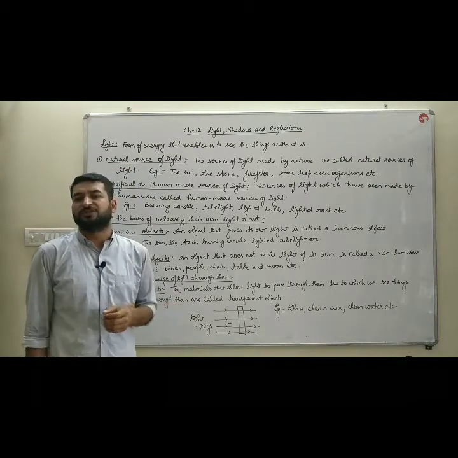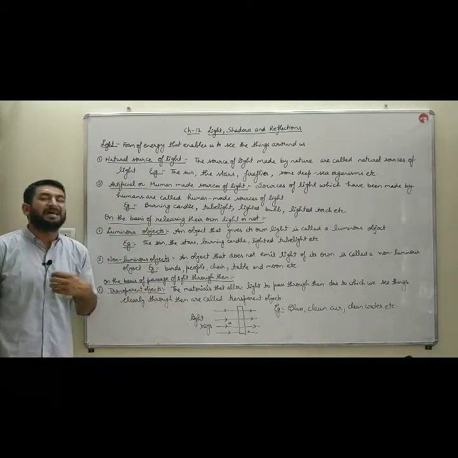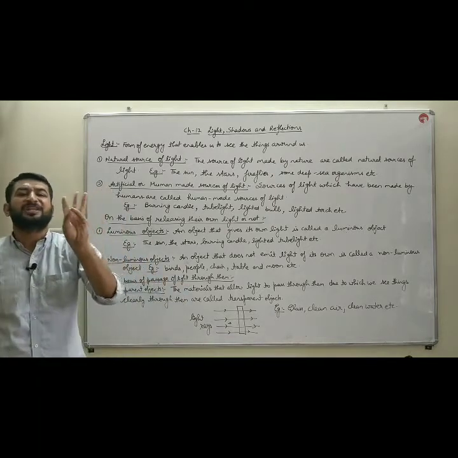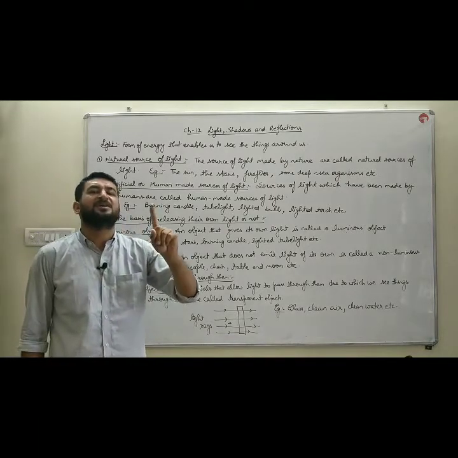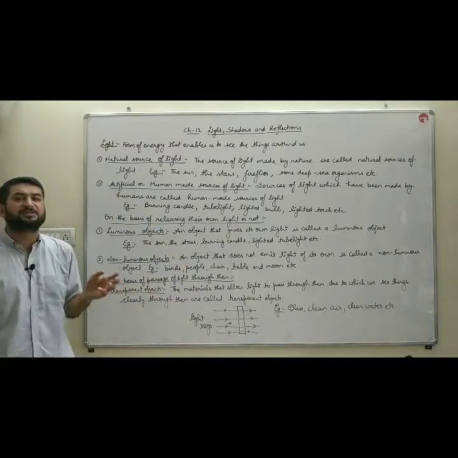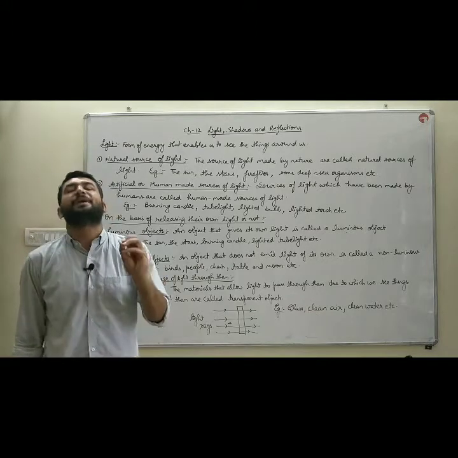The third classification is on the basis of passage of light through them. The objects are of three kinds on this basis. The first one is transparent objects. The second one is translucent objects. And the third one is opaque objects.